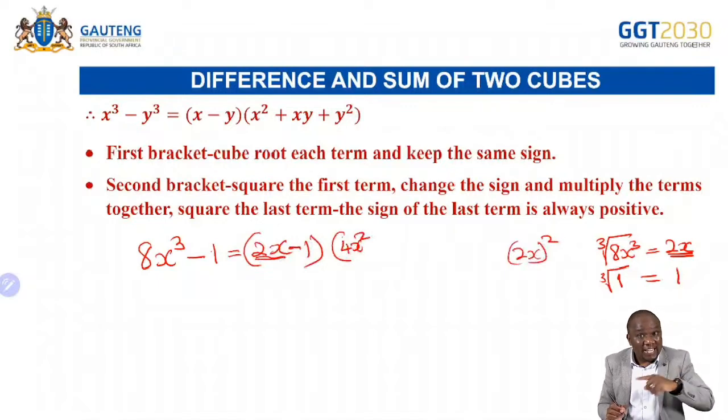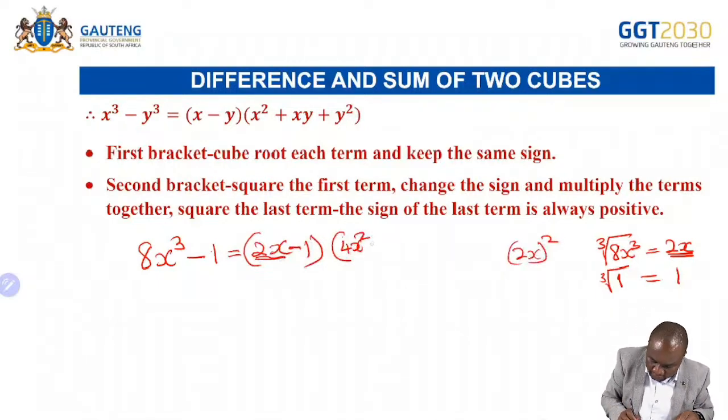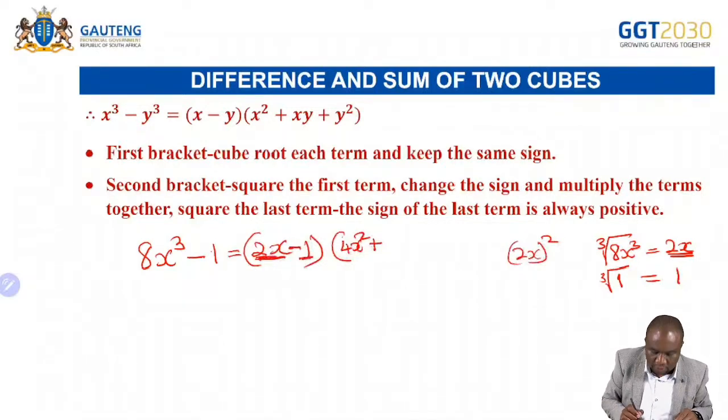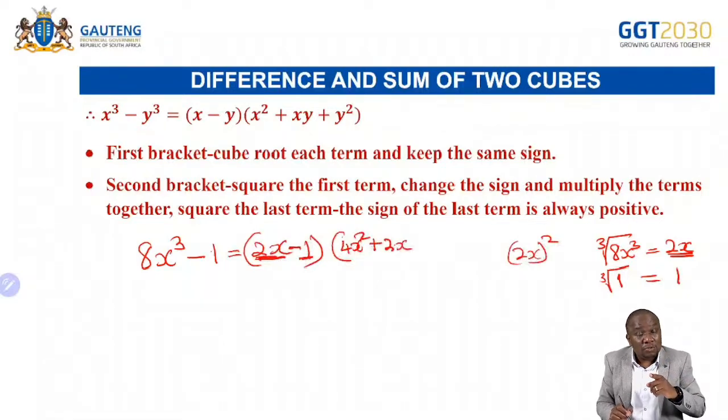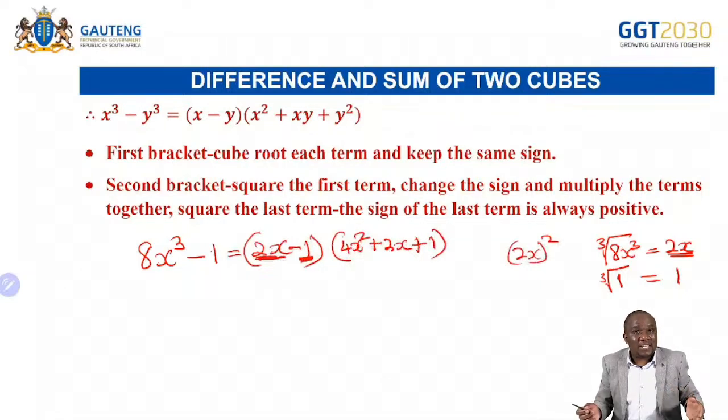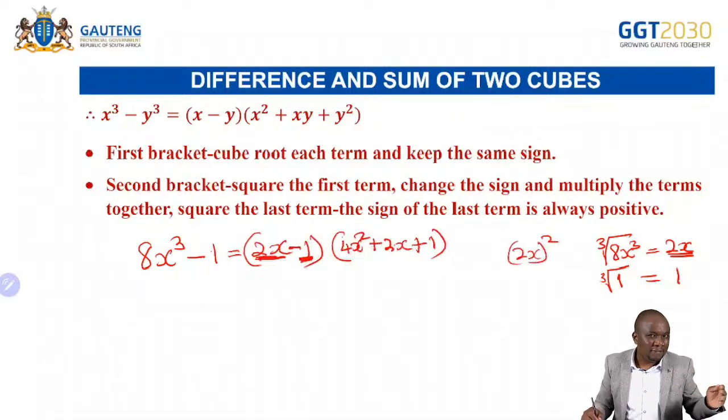What's the next step? Change the sign. So it's now plus because it's minus here. And then multiply the terms in the bracket. 2x times 1. What is 2x times 1? 2x. The last sign is always positive. And then we square the last term, square 1. Done. You see how fast it is? We have factorized the difference of two cubes. That's what you do. Please remember that. After this, it does not mean that you have understood fully. You have to use what you have learned and keep on practicing it. Practice, practice, and practice. Then you'll be perfect.